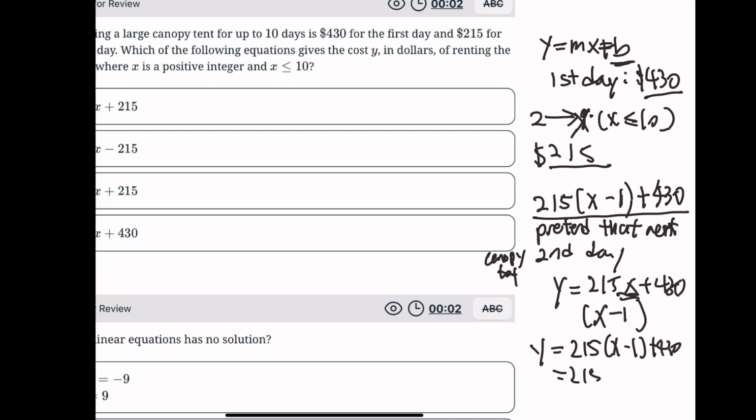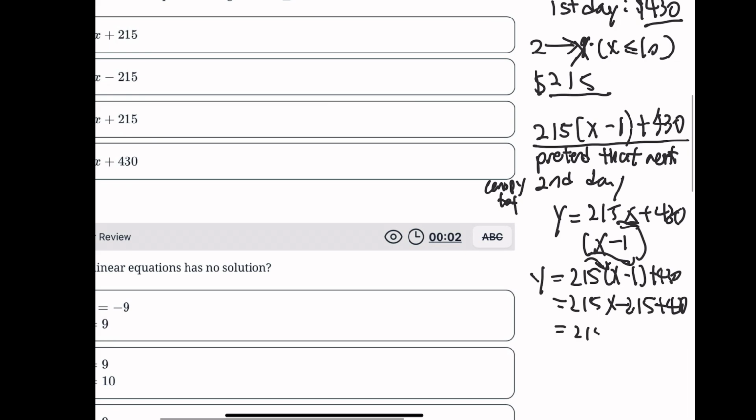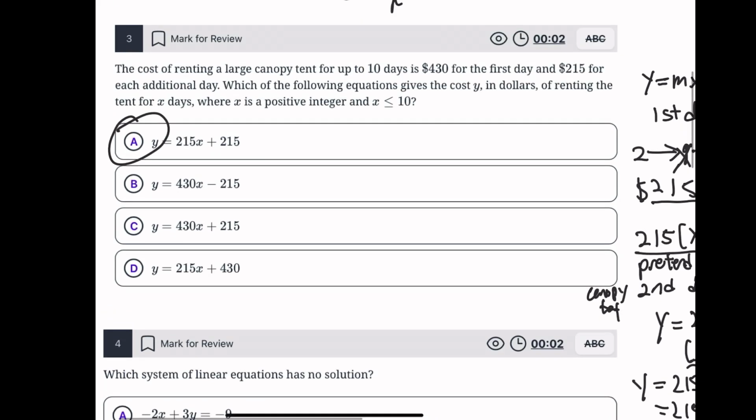This is equal to 215x. You just distribute: minus 215 plus 430. So this is equal to 215x plus 215. Yeah, so it's A.